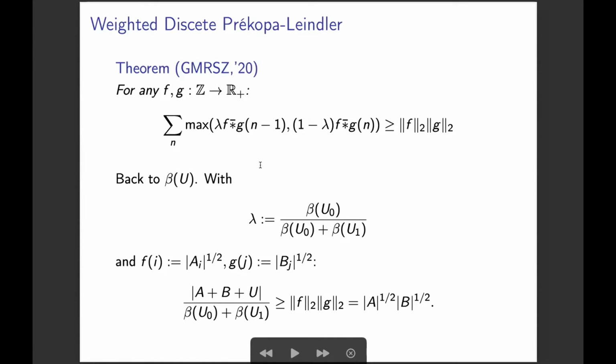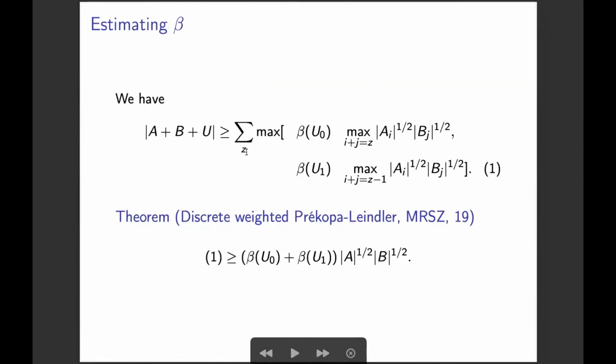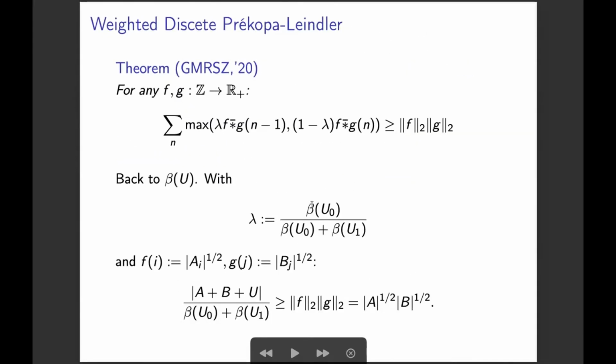And then if we have this, then we can estimate quite easily this sum over z here, because this is nothing else than the weighted max convolution. Because we can set lambda to be beta u0 over b01 plus b0, and plug it in here, so that we get that a plus b plus u, which is at least this thing, at least the left hand side, can be bounded by the product of two L2 norms.